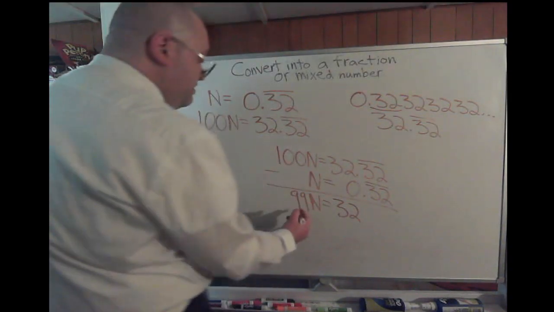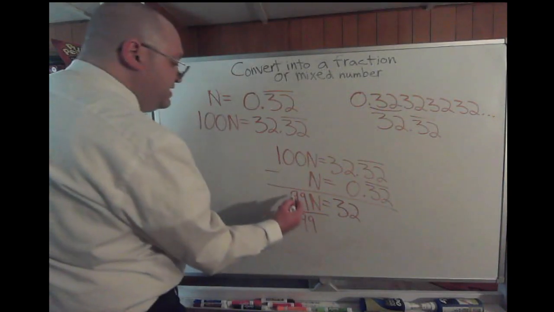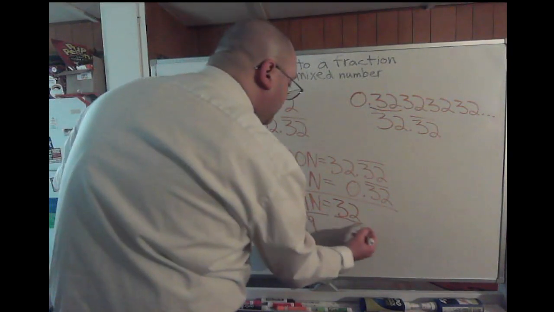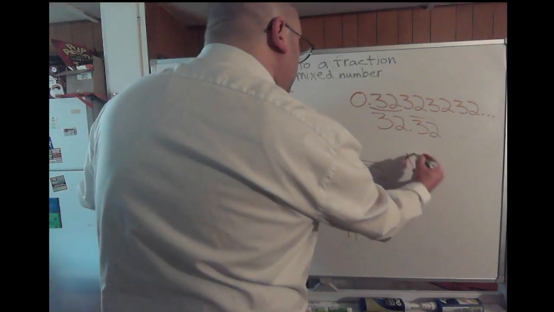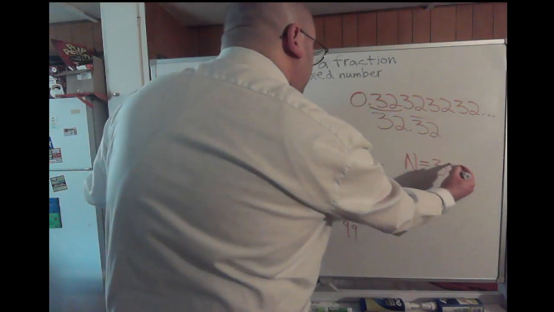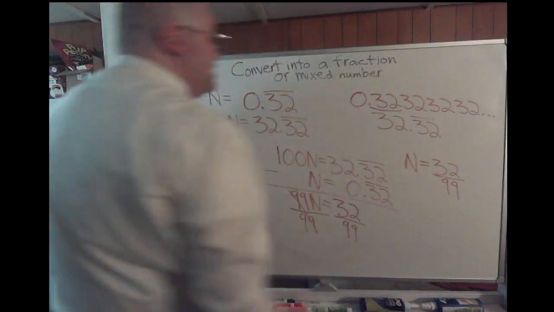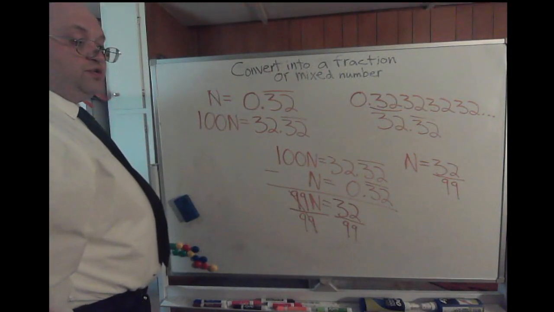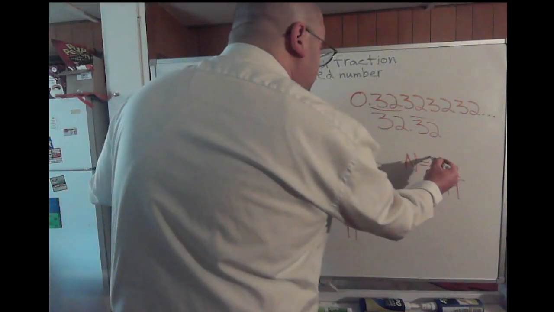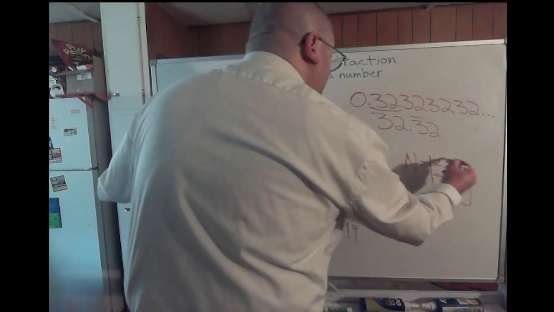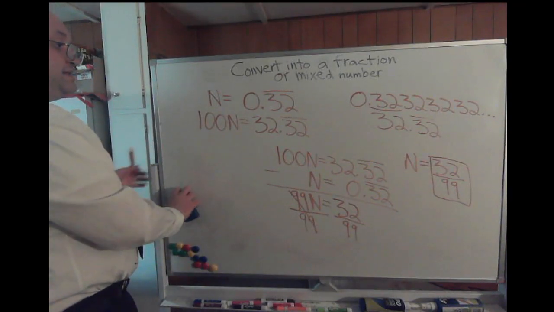On the left side, you need to divide by 99 to get n by itself. The 99s will cancel out. You'll be left with 32 over 99 on the right-hand side. So you'll have n equals 32 over 99. And are there any factors of 32 and 99 in common that will cancel out? There are not. So the fraction form of this is going to be 32 over 99. That's exactly what you would get.